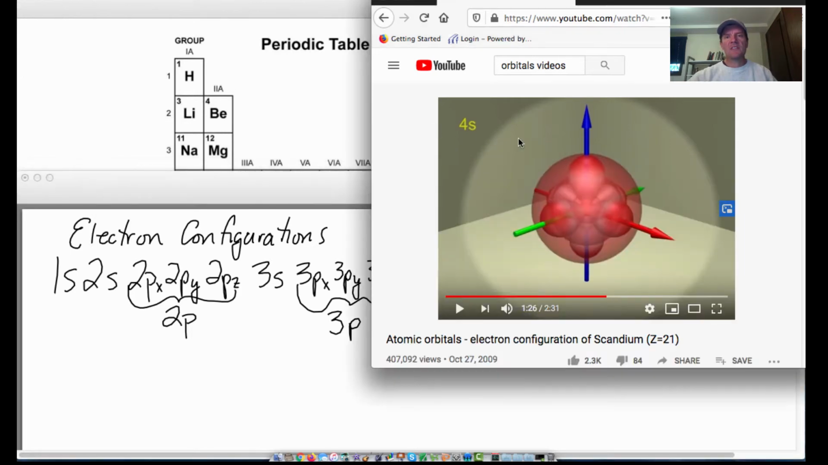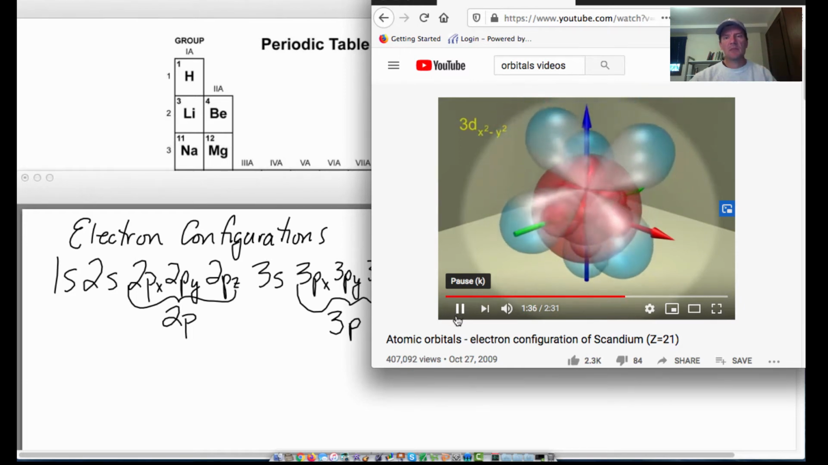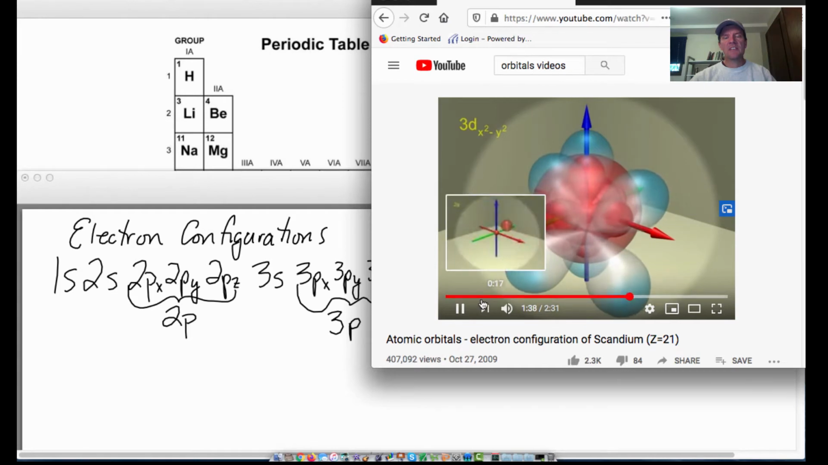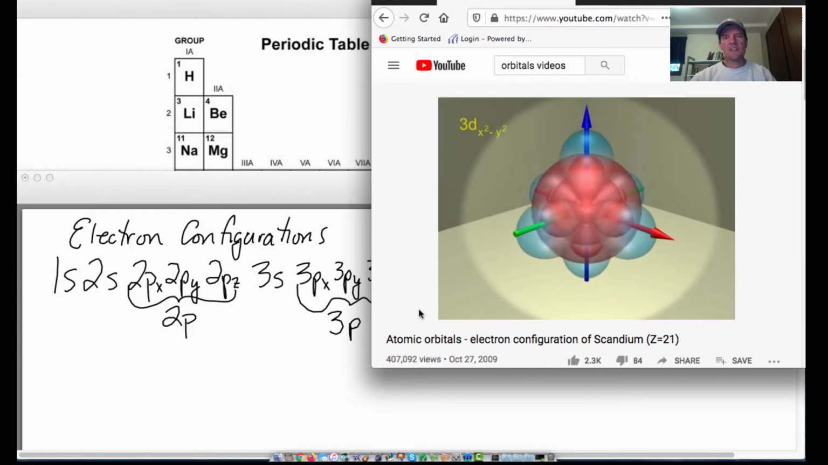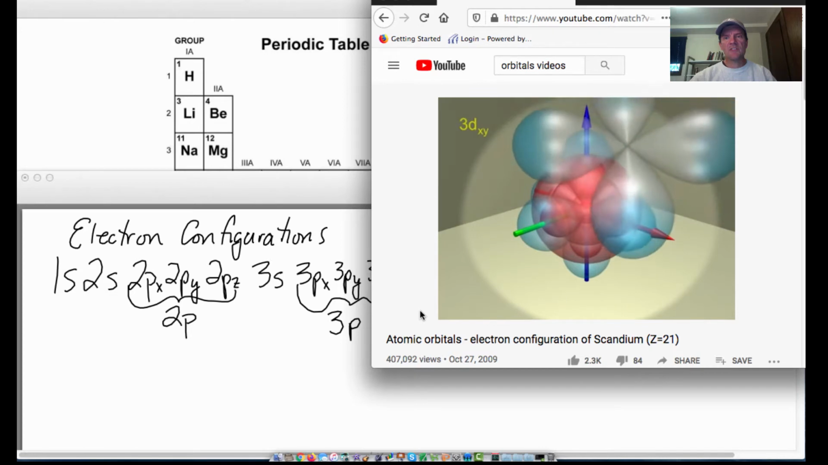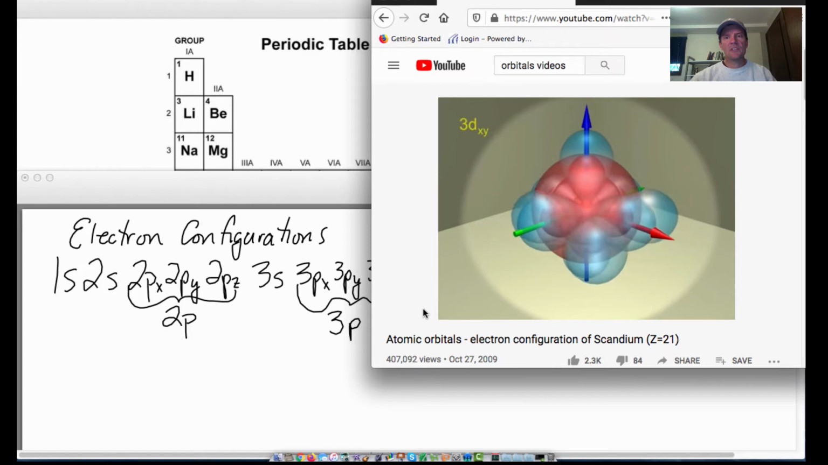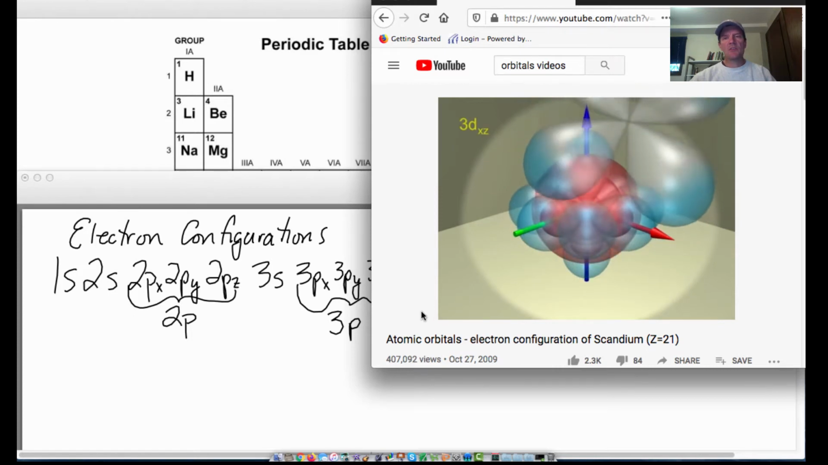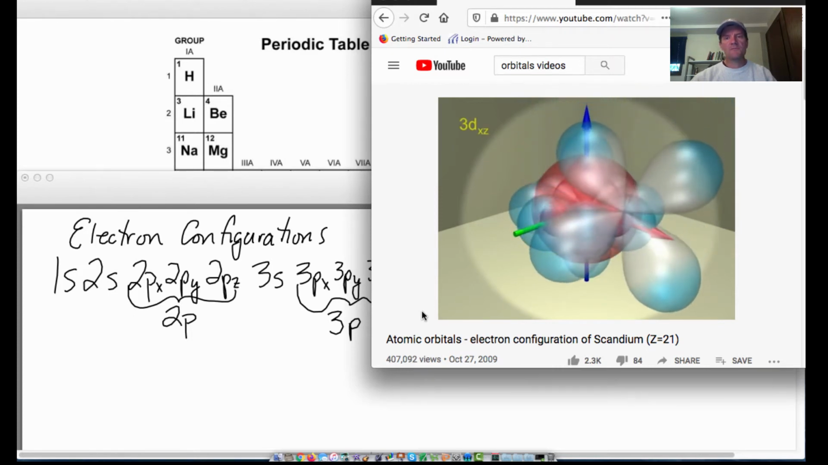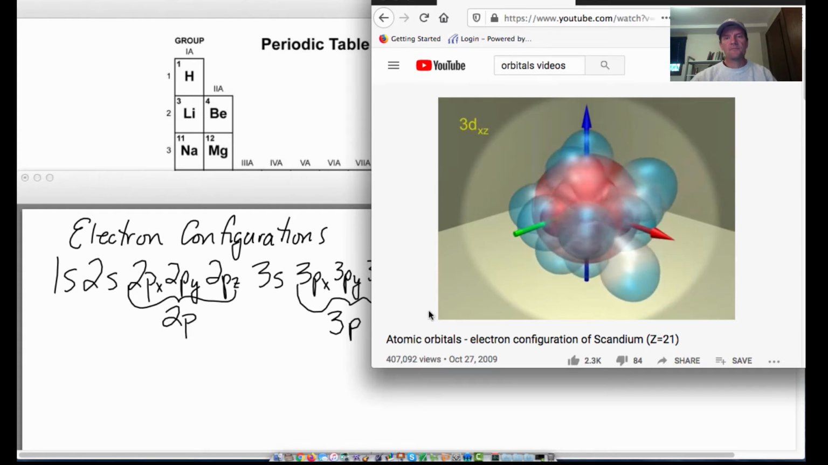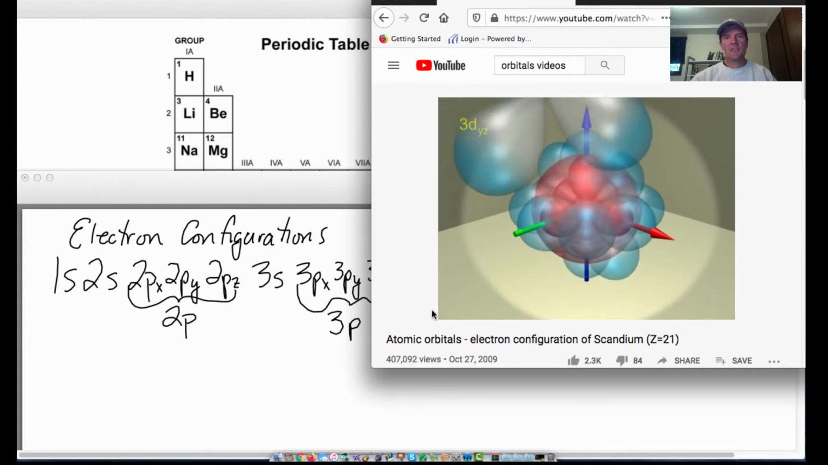So after 4s, then we're going to start to fill the 3d, and these are weird looking shapes. There are 5 of them. And I'm going to show you how these shapes correspond to areas on the periodic table. 2 electrons in each of those shapes, only 2. 2 electrons in that shape, 2 electrons in this shape, even though there are 4 different kinds of lobes there, only 2 in each of those shapes. There's 3 of them. Here's the 4th d orbital. And here's the 5th d orbital.